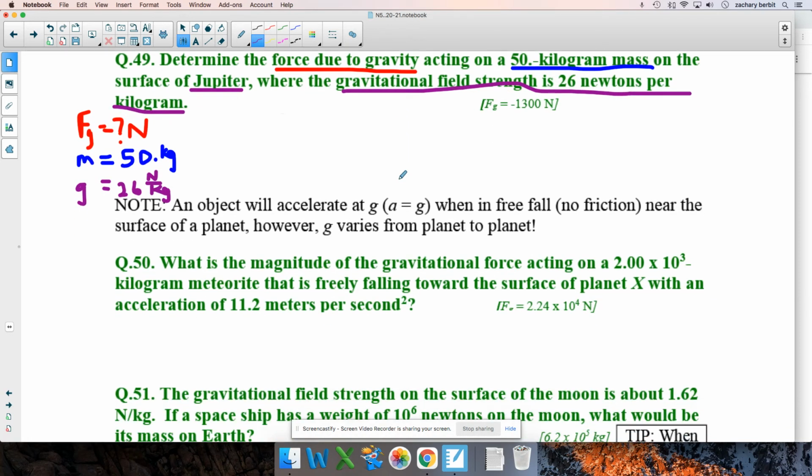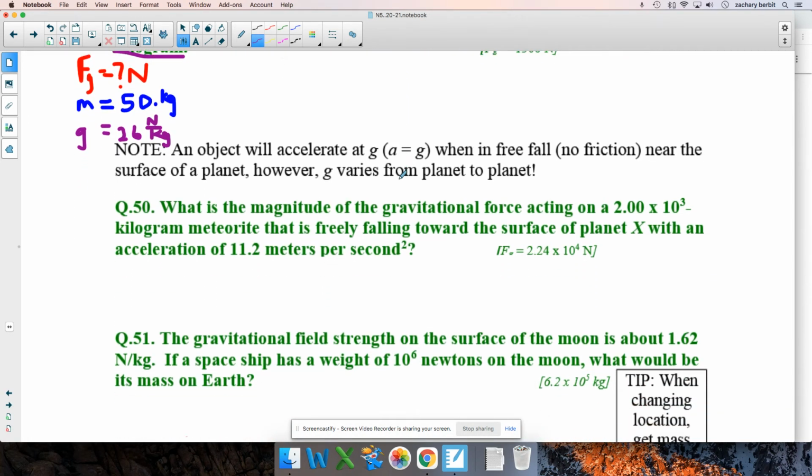All right, let's go from here. Now, the next question: what is the magnitude of the gravitational force, Fg, acting on a 2 times 10 to the third kilogram mass? Oh, it says kilograms, that's a mass. 2 times 10 to the third is just 2,000. You can write it either way, but don't confuse it: the 2,000 is separate from the kilograms.